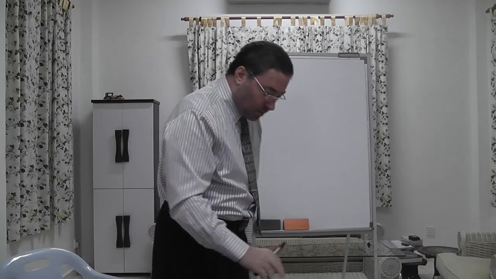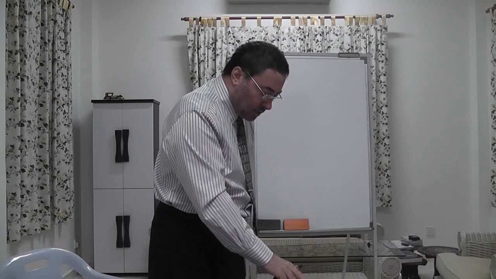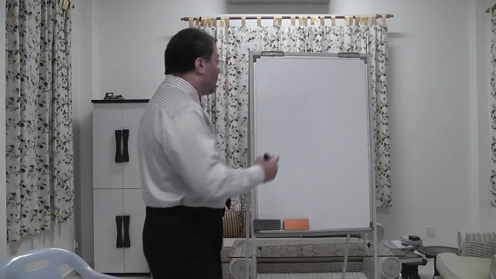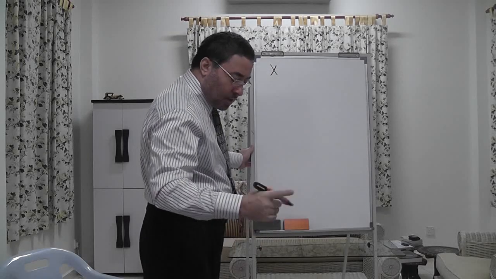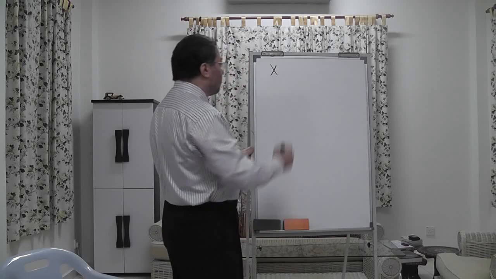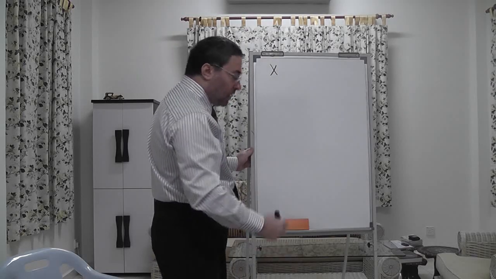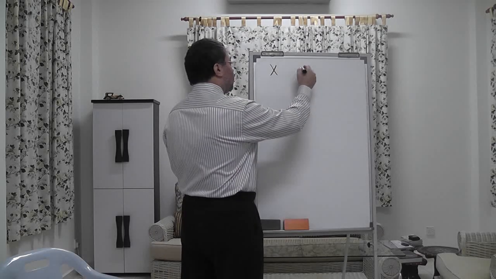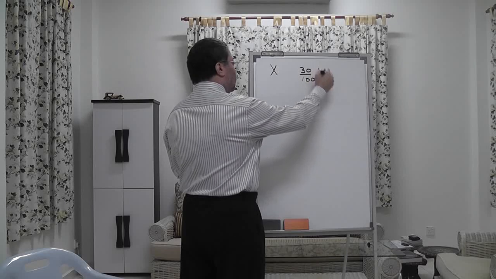Number 10, a camera selling price is $260. Find the dealer's cost if the profit is 30% of the cost. Here, the initial cost is not known, and so we put it as X. And the dealer adds 30% to the cost of the camera, and so we add to this 30%, and that will be 30 over 100 times X.